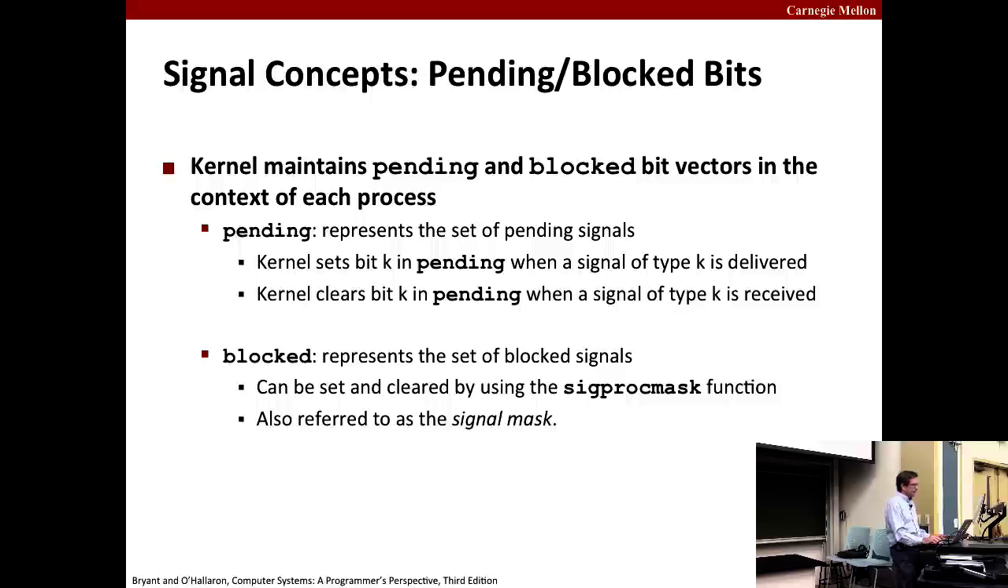The kernel also provides a mechanism for users to block signals with the blocked bit vector. The blocked bit vector is the same size as the pending bit vector. It turns out it's just a 32-bit int. The bits in it can be set and cleared using the sigprocmask system call. In the Linux literature, the blocked bit vector is also called the signal mask.